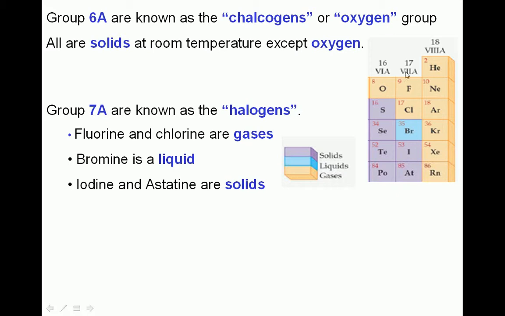Group 6A, or group 16 in the modern naming system, is called the oxygen group or the chalcogens, and they are all solids at room temperature with the exception of oxygen. Group 7A, or 17 in the modern naming system, is known as the halogens, and fluorine and chlorine are gases. Bromine, as we already discussed, is a liquid, and iodine and astatine are both solids.